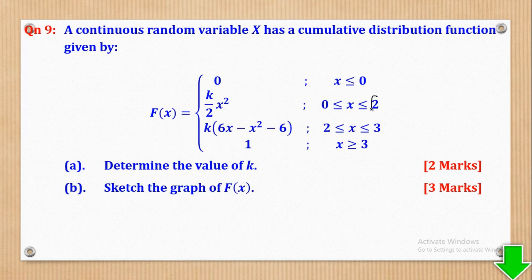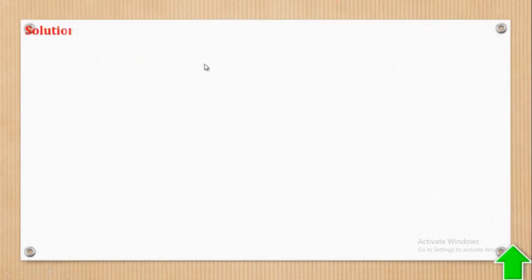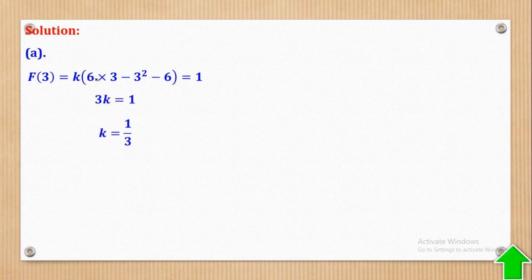What about 2? When I put this 2 here and this 2 here, they will be equal. But when I equate, you realize that this k will cancel. So that one doesn't work. What about this one? 3 and 3. Meaning that when I put this 3 here, I can equate it to this 3 here. So that one works because k remains. So that is what we are going to use. So you say that F3 is equal to that and is equal to 1. Therefore k will be equal to a third.